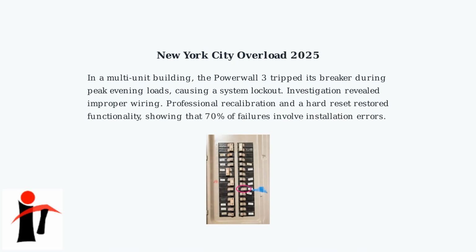In Florida, a homeowner experienced a Powerwall 3 failure after a storm due to a firmware conflict, indicated by red status lights. Tesla's remote diagnostics identified the issue, and a forced update combined with a breaker reset resolved it in under an hour. In New York City, a building's Powerwall 3 tripped its breaker during peak loads, causing a full system lockout.